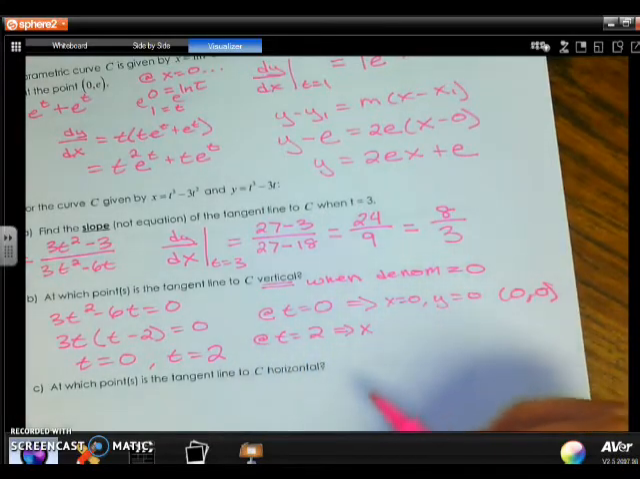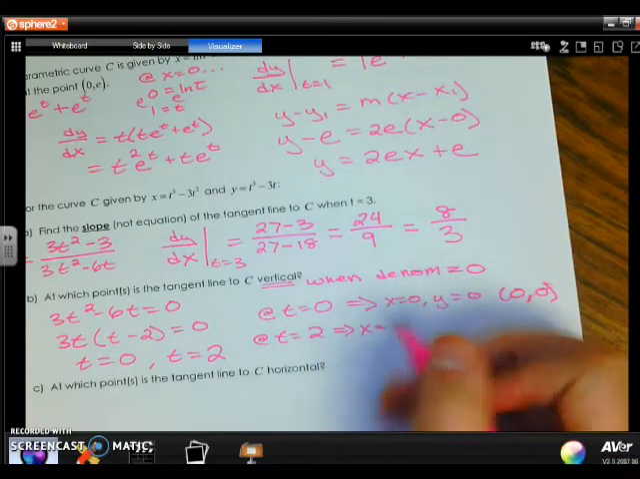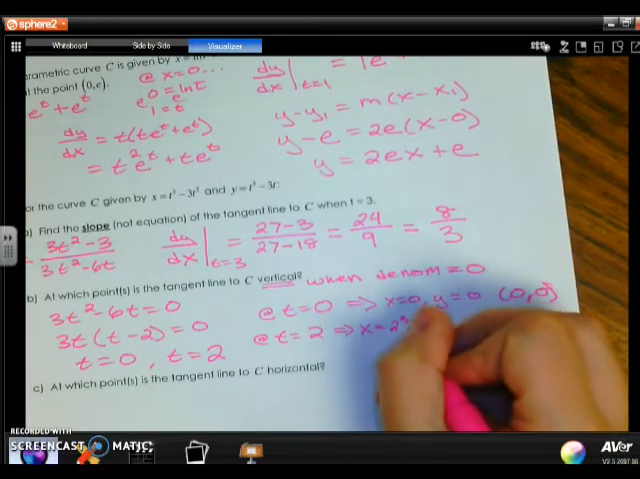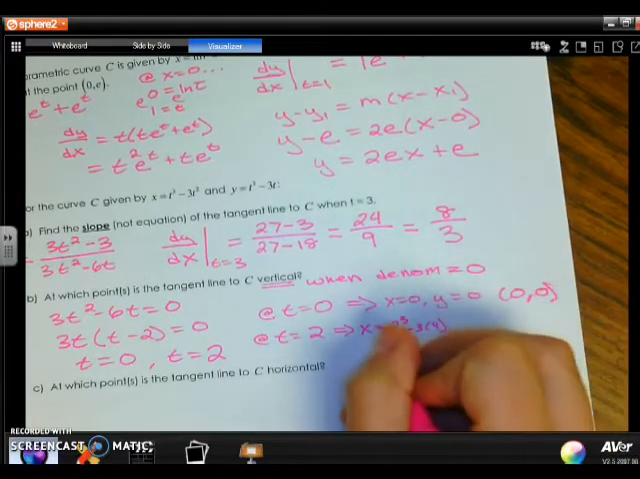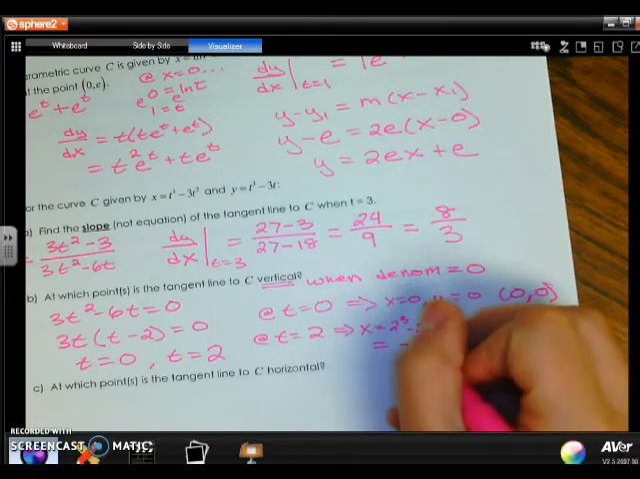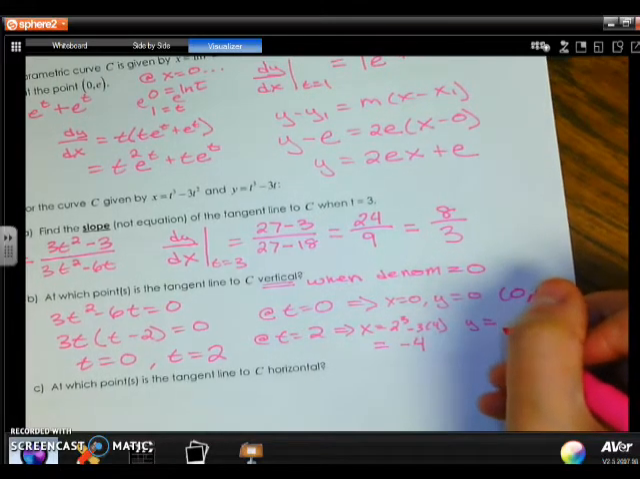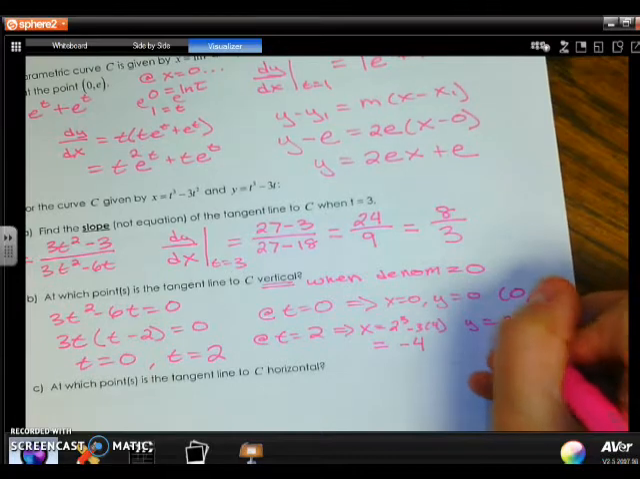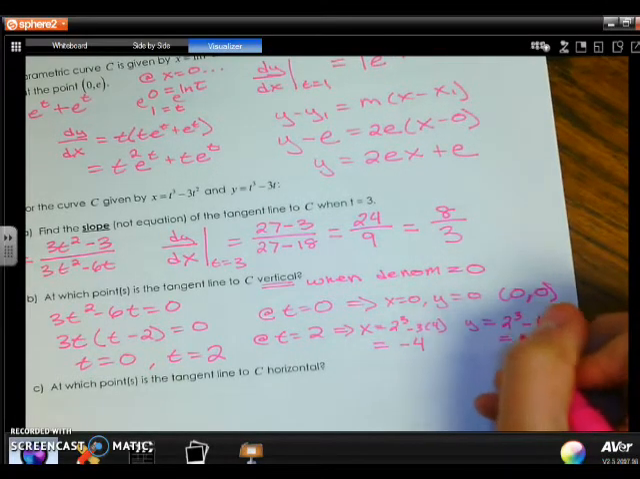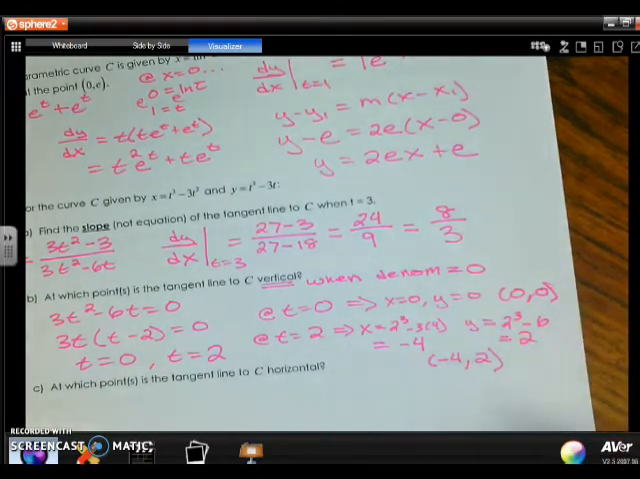Now, at t equals 2, might have a little bit more math. When t equals 2, you need to plug in, so you'd say 2 cubed minus 3 times 4. Well, that's going to give you 8 minus 12, negative 4. And then y equals, you do the same thing: t cubed minus 3t, so 8 minus 6 is 2. So your point there would be (negative 4, 2).